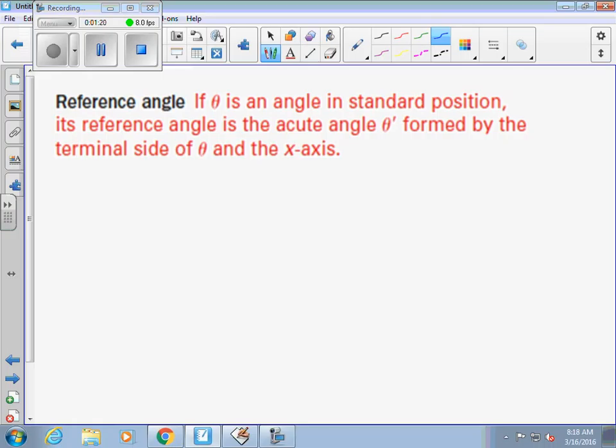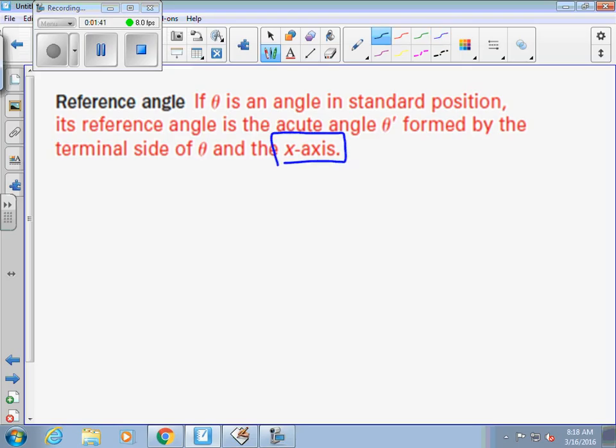A reference angle is what I was trying to explain to you guys earlier. It says if theta is an angle in standard position, its reference angle is the acute angle formed by the terminal side of theta and the x-axis. That's important right there. The x-axis. You don't want to use the y-axis.